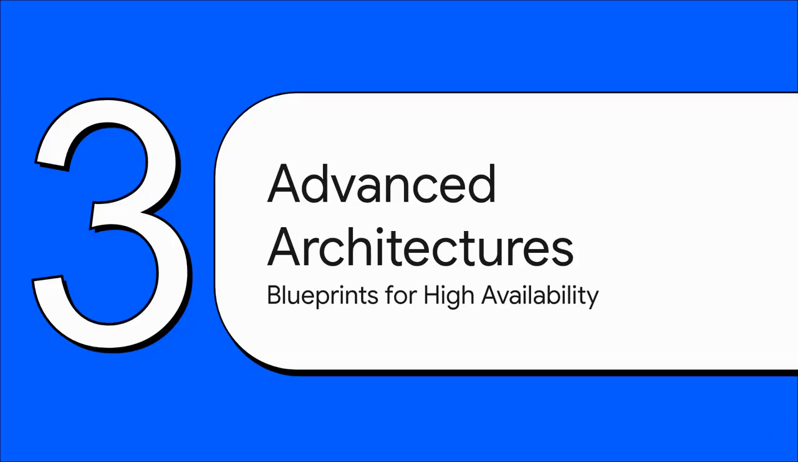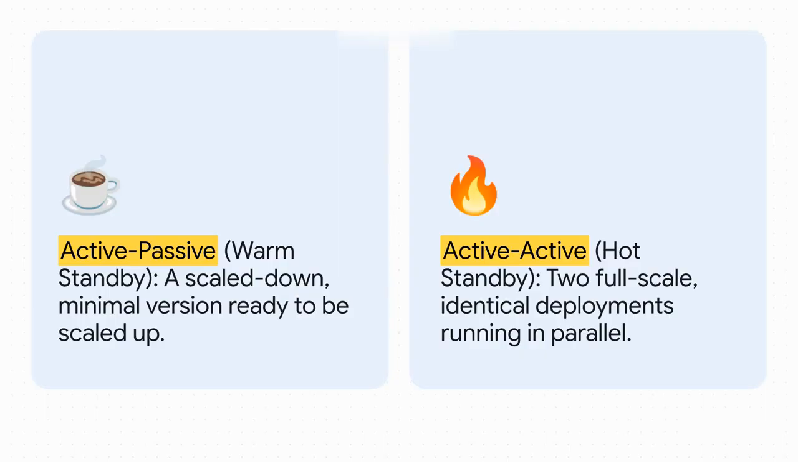So we have our building blocks, right? Backups and geo-replication. Now let's start putting them together into complete architectures that are designed to meet some much, much more aggressive recovery goals. The two big patterns you'll always hear about are active-passive and active-active.